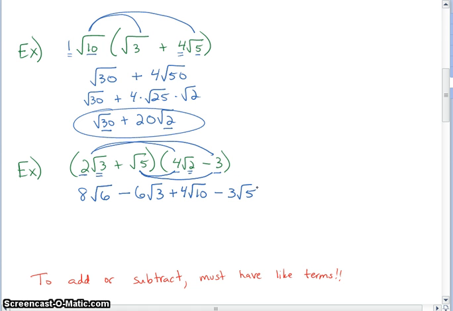Once I do all that multiplying, the parentheses are gone. So now I have 4 terms. Remember, terms are separated by plus or minus. So I've got 4 terms here. Can I simplify any of them? This one's the square root of 6. Can't simplify that. Square root of 3. Can't simplify that. Square root of 10. Nope. And the square root of 5. Can't simplify any of them. Are any of them like terms? Can I add any of them together? Nope. So this answer has 4 terms. And I just leave it just like that. That's an exact answer.